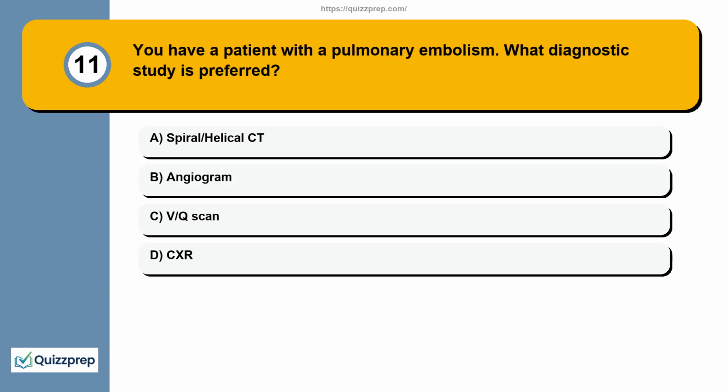Question 11. You have a patient with a pulmonary embolism. What diagnostic study is preferred? Spiral/helical CT, angiogram, V/Q scan, CXR.